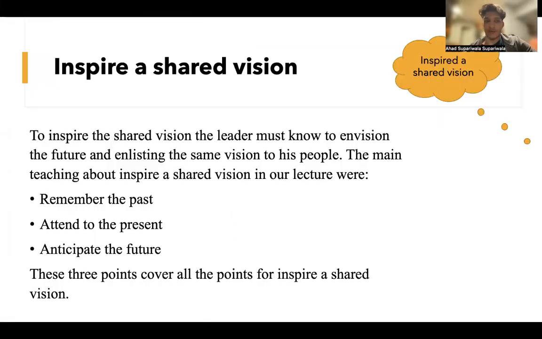This is inspire a shared vision. Inspire a shared vision means the leader must know how to envision the future and enlisting the same vision to his people. The leader must have a vision, but what if his employees do not have the same vision? It is next to impossible to work without a team. The team must be willing to achieve that goal, right?